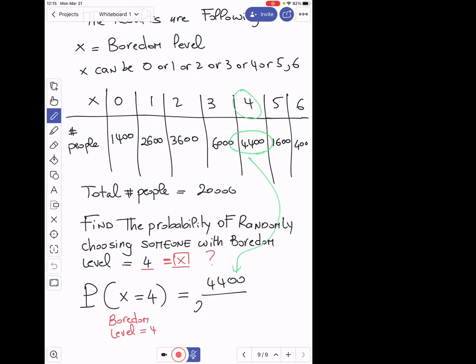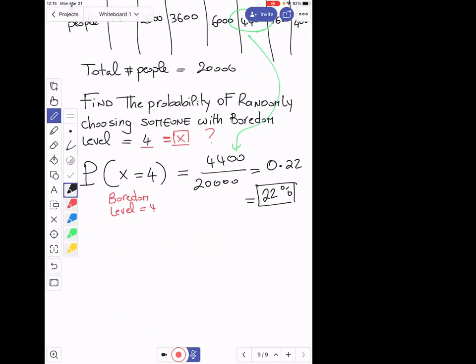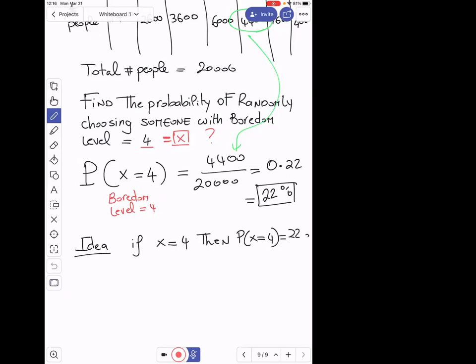We have in total 20,000 people, right? So we divide 4,400 by 20,000. That's 0.22, which is multiplied by 100 to convert it into a percentage. That will be 22%. The idea here is, if x is 4, my boredom level is 4, then the probability that x is 4 is 22%.